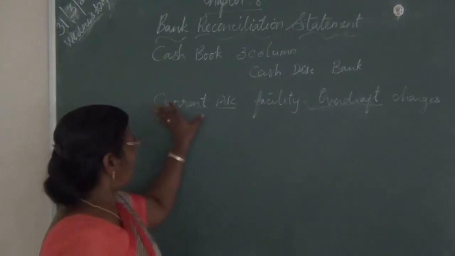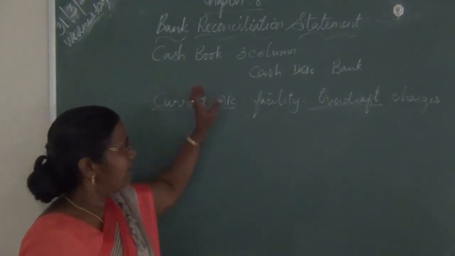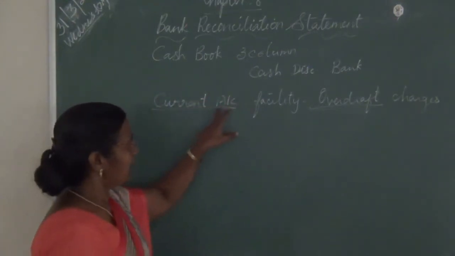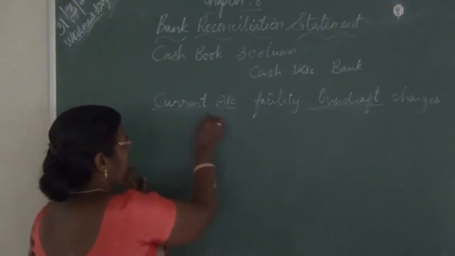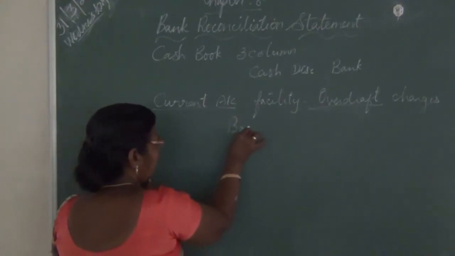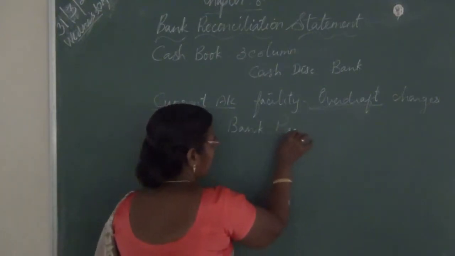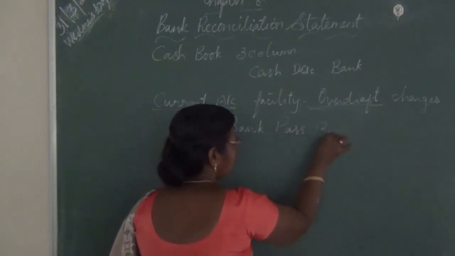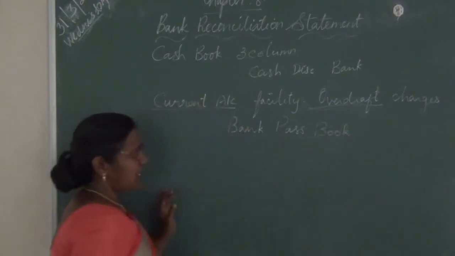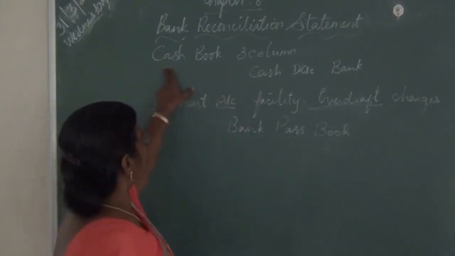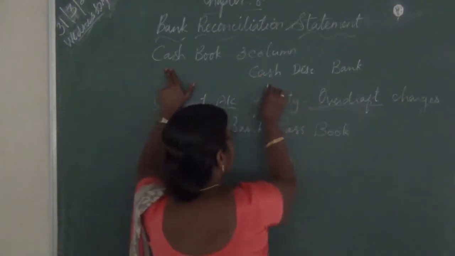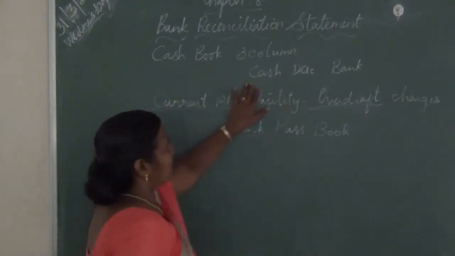Okay, now you know about this current account. Now we prepare the bank account in the bank, isn't it? So the bank will give one book that is called bank passbook.